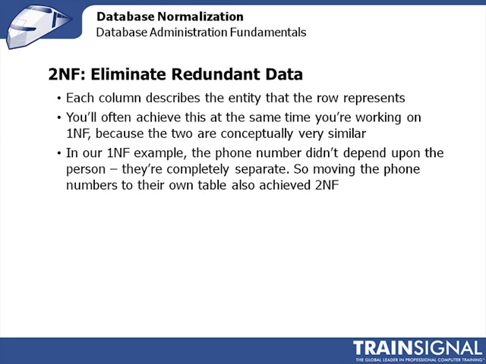You'll often achieve this at the same time that you're working on first normal form, because these 2 are very conceptually similar. In our first normal form example, the phone number did not describe the person. They're completely separate. That person could change that phone number very easily, and that person could move out of the house and someone else could inherit the phone number. So the person and the phone number are separable. So moving the phone numbers to their own table also achieved second normal form.